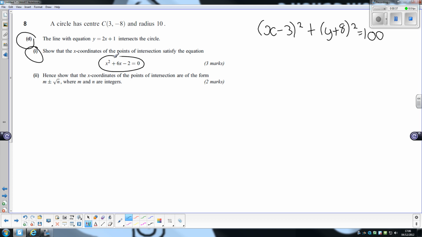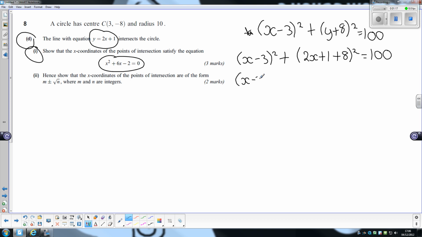satisfy this equation. So if we start off with our equation of the circle, we know that the equation of the line is y = 2x + 1, so we can substitute that equation into our equation for the circle which we found in part A. So we'll get (x - 3)² + (2x + 1 + 8)² = 100, substituting in 2x + 1 instead of y. Now it's a case of multiplying out the brackets and simplifying.